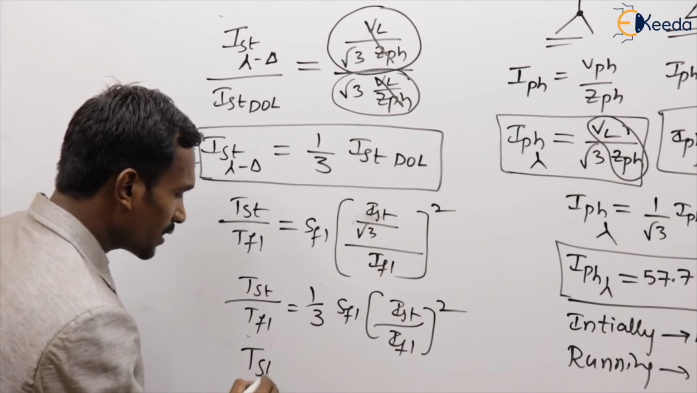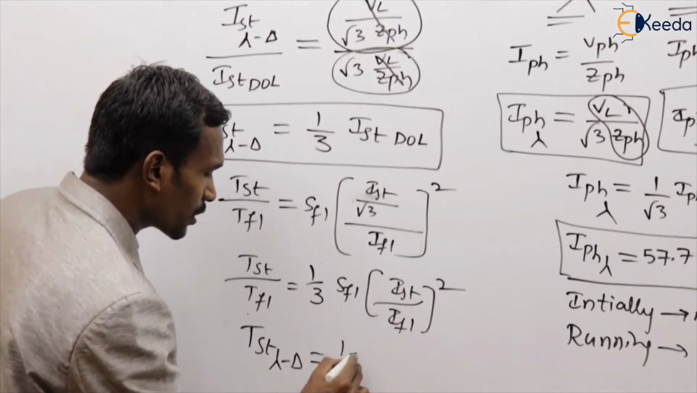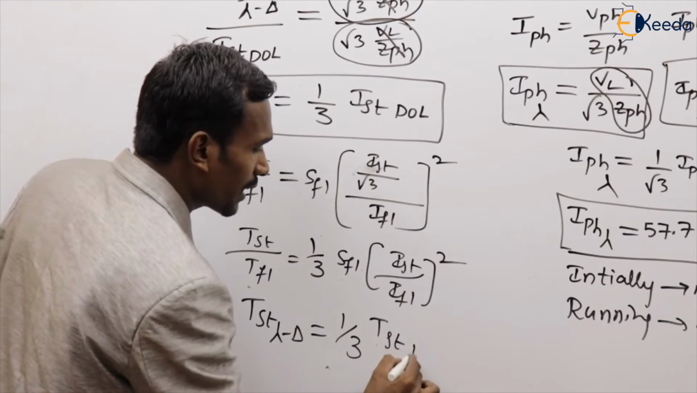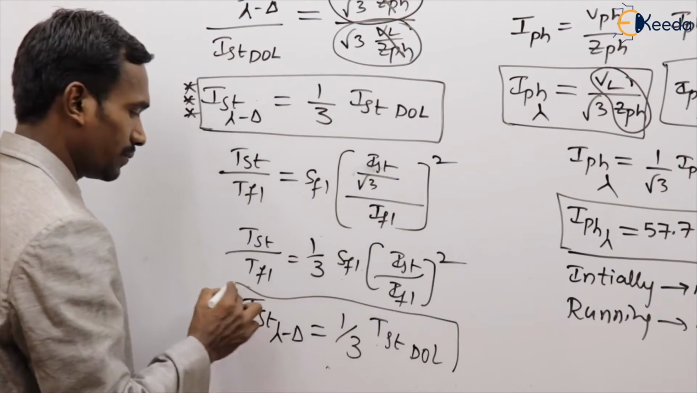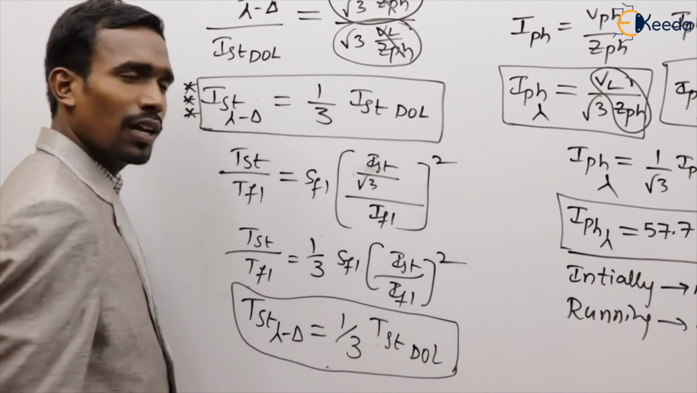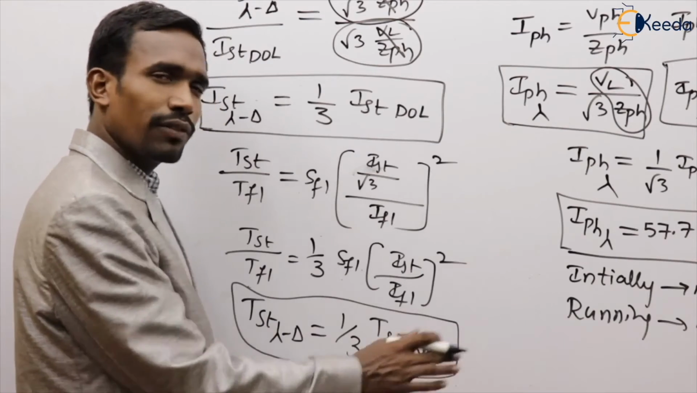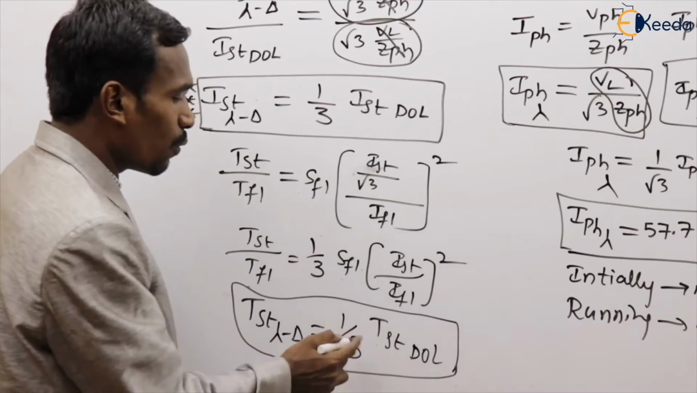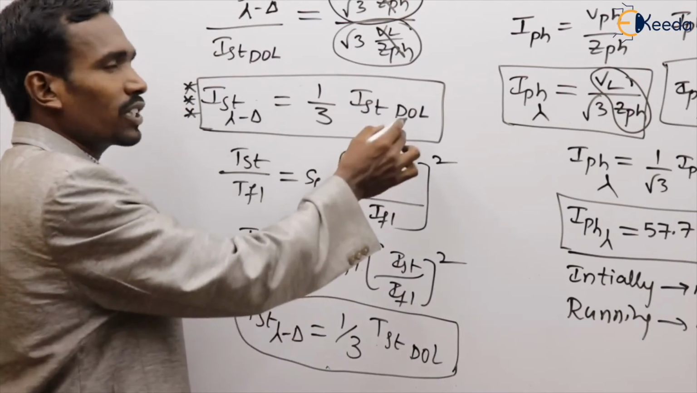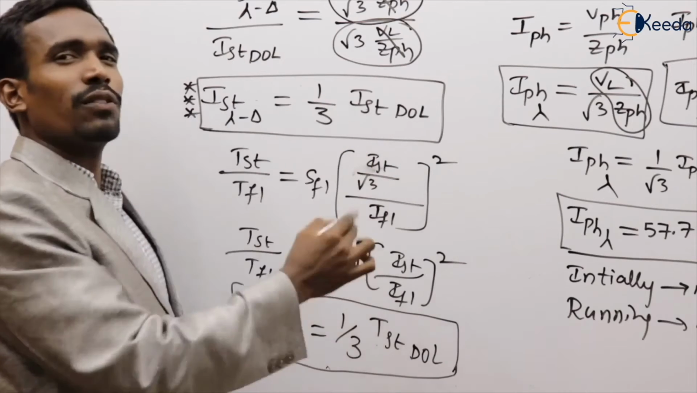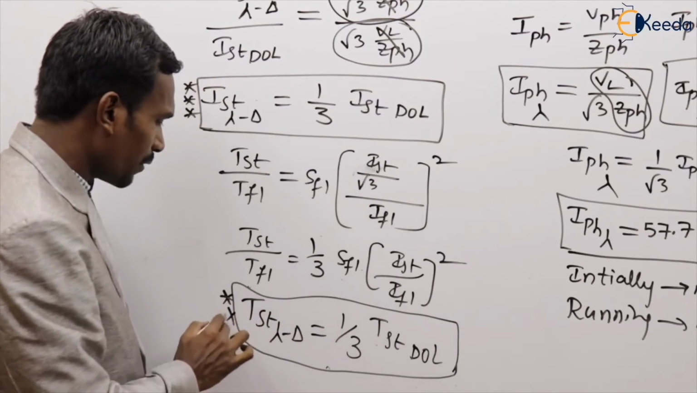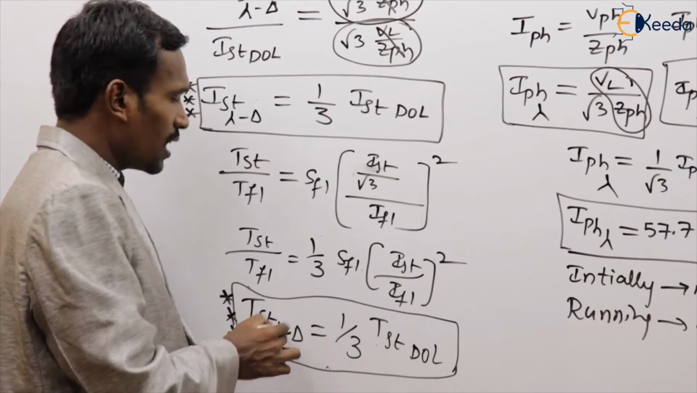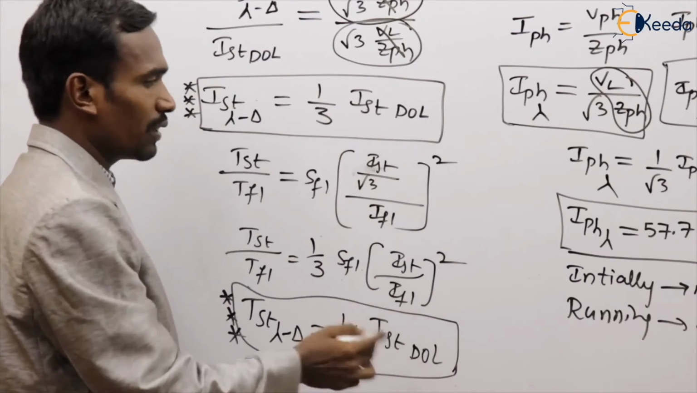So the starting torque in star delta starter is equal to 1 by 3 times the starting torque in DOL starting. We have to compare everything with DOL, because in DOL we are not using any starter. By using a starter, how much torque can we control? 1 by 3 times. By using a star delta starter, we can control the current also by 1 by 3 times. These two are very important. Starting torque in star delta and starting current in star delta are both 1 by 3 times.